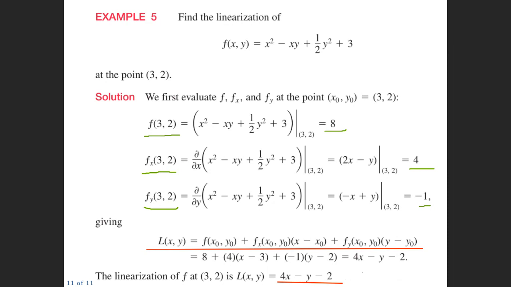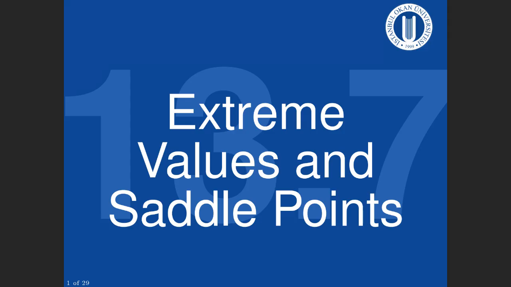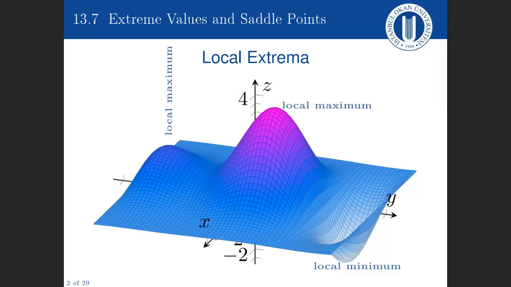Now I need to move to my next file. Section 13.7 is about extreme values and saddle points. Think of the graph of this function of two variables. I've drawn a function which goes up and goes down, and I've labeled 3 points, 2 local maxima and 1 local minimum.